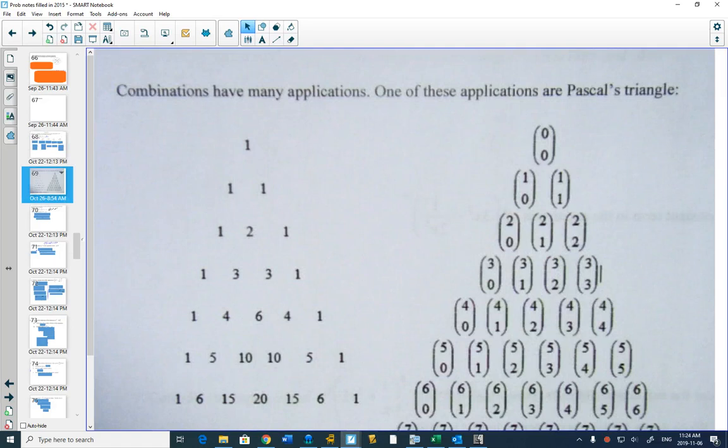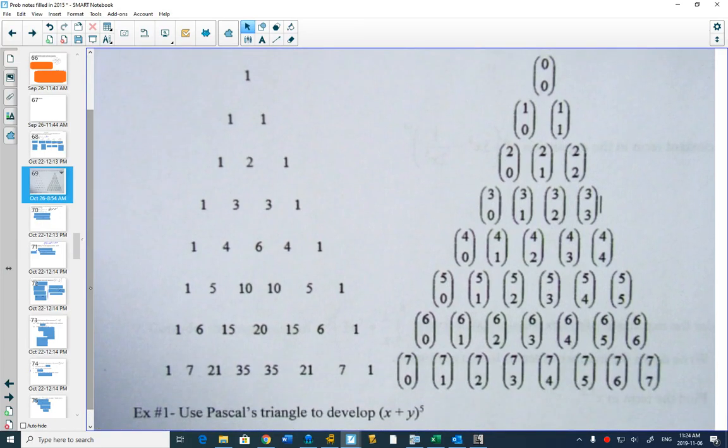Pascal's triangle. 1, 1, 1. You remember how to find the next row? 1, 2, 1, 1, 3, 3, 1. Yes or no? If I did one more row, the next number would be 1, then 8, 28, 56, 70. Just adding the 2 above it, right?